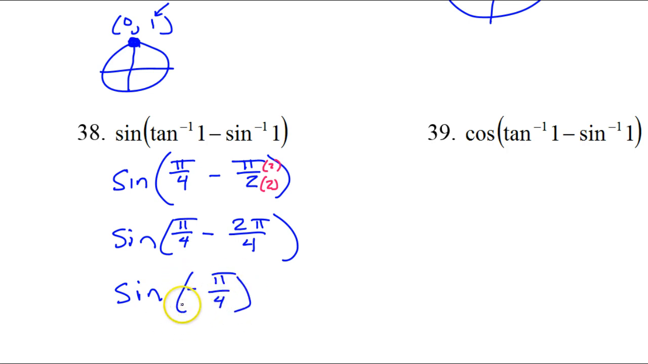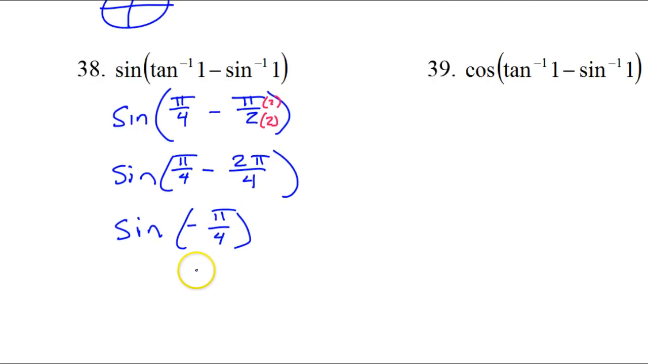So what's that? Well, ignoring the negative sign for a moment, we've memorized that the sine of pi over 4 is 1 over radical 2, or radical 2 over 2. So what about this negative sign? Is that going to make this negative? Well, think about it for a second.